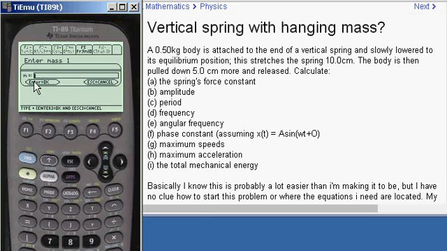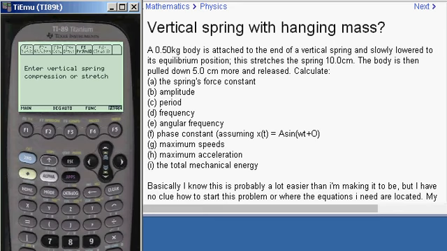So we're going to enter the variables. You have to press alpha first. That's just in my programs to enter stuff in these entry lines here. It's 0.5 kilograms. Now we're at the vertical stretch, and that's going to be alpha, 10 centimeters, number 2. I do the conversions for you.